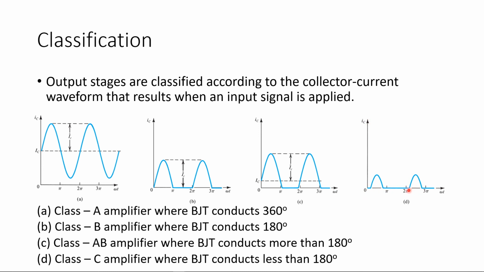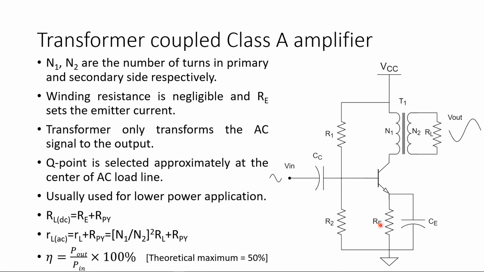An interesting thing about the class C amplifier is that we transmit the power using the resonance concept here. And there is another very highly efficient class of amplifier, that is the class D amplifier. That is a very high fidelity, highly efficient amplifier. So let's talk about the transformer coupled class A amplifier.